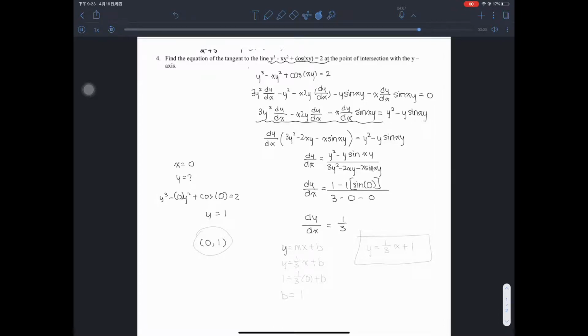The equation y equals mx plus b. y equals 1/3 x plus b. Since the point of intersection is (0, 1), plug in the numbers. 1 equals 1/3 times 0 plus b. b equals 1. The final answer is y equals 1/3 x plus 1.